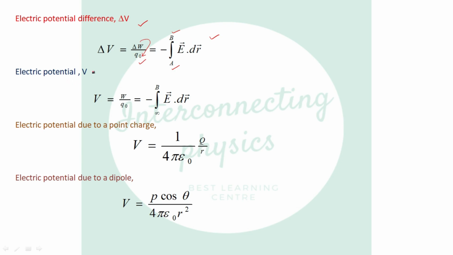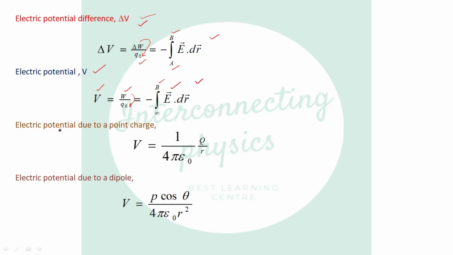Then we studied electric potential, and I also told you that electric potential difference is the basic important quantity in physics. Electric potential is not the basic quantity, okay? The electric potential is denoted by V, which is equal to the work done in bringing a test charge from infinity to point B in the electric field of some source charge, and it is equal to minus integration from infinity to B of E dot dr.